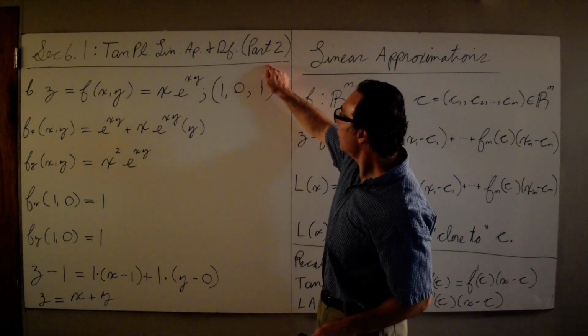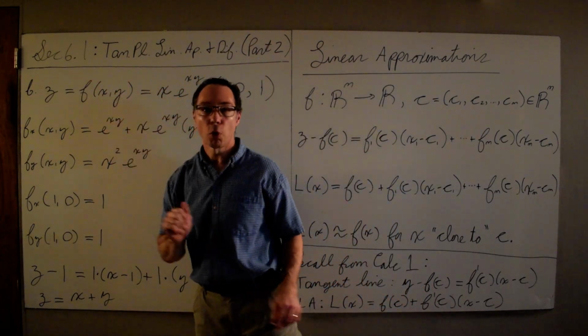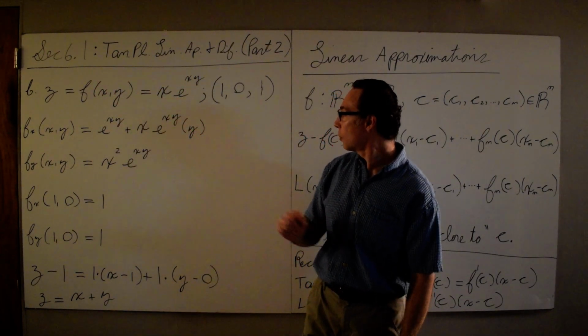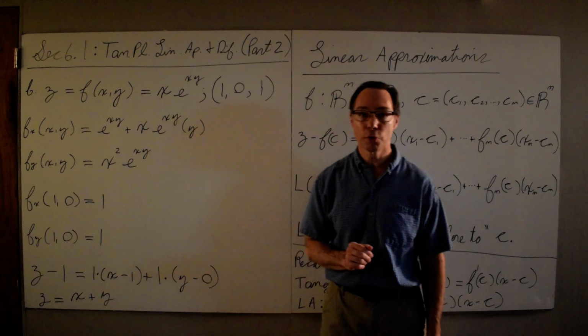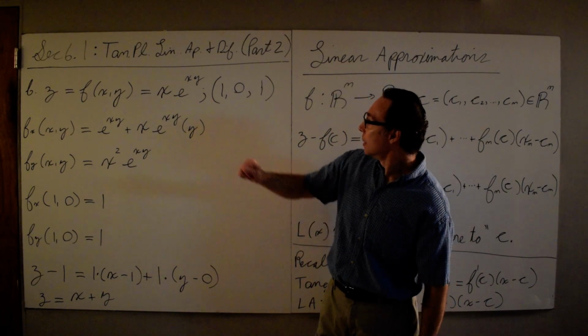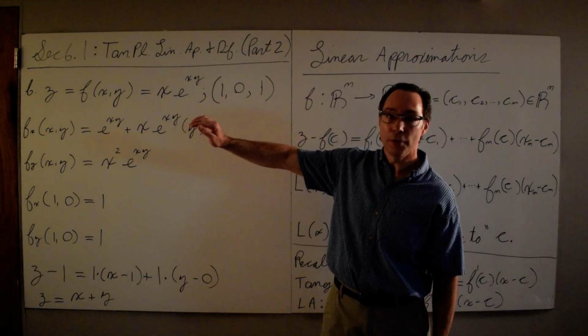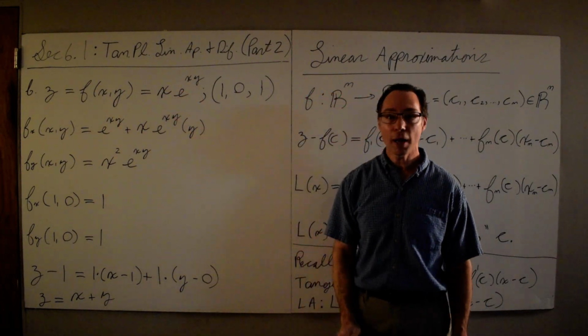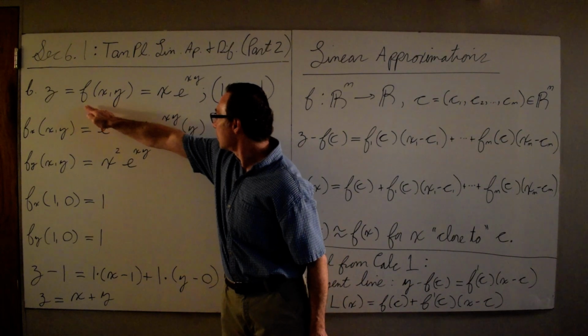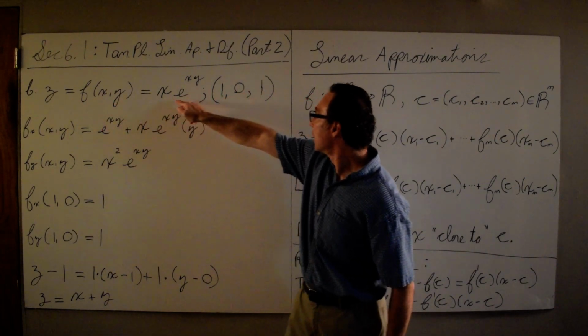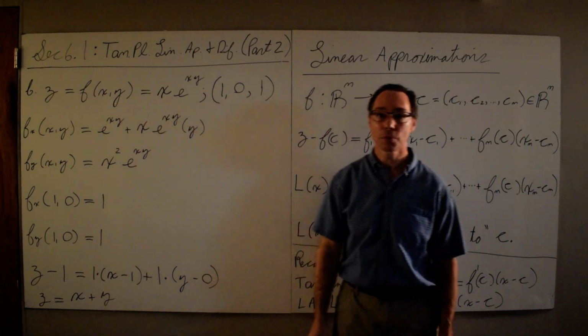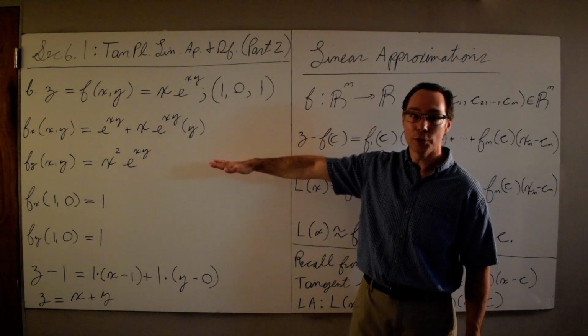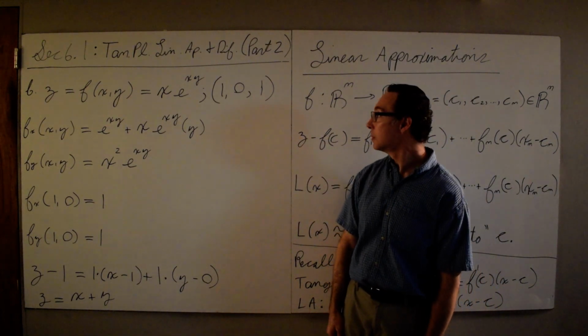This is the second video from section 6.1. And so here we're going to finish example 157. Our function that's written in the notes is z is x times e to the xy. I have written this as z equals f(x,y) is equal to x times e to the xy, so I can use function notation for the partial derivatives.